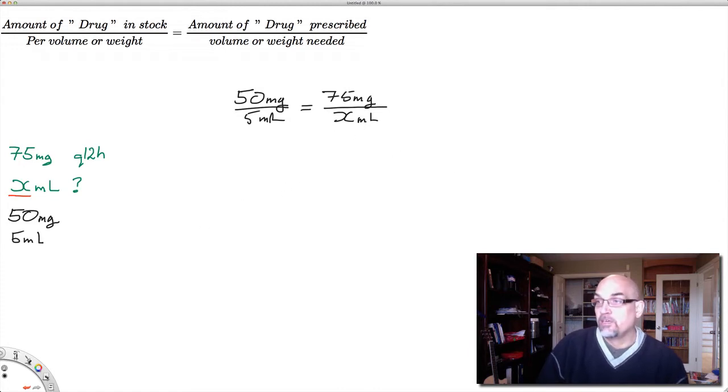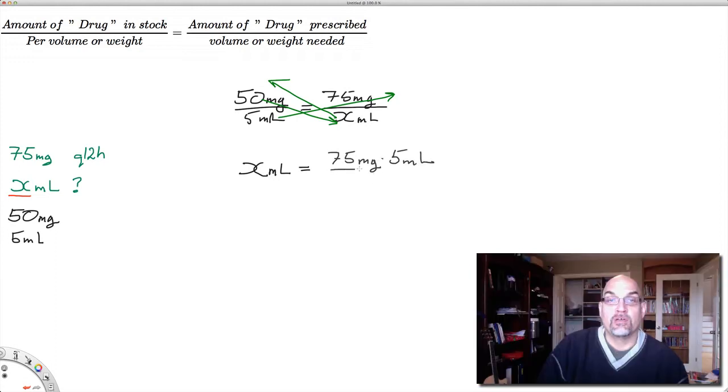Now I cross multiply. So the X is going to come up and across, and what I want to do is get the X all by itself. So X milliliters is equal to, so I'll just show with green, the X goes up, this 5 is going to go up over here, and this 50 is going to come down here. So we're going to have 75 stays where it is, 75 milligrams. This 5 goes up and across, so 5 milliliters, and that's a times in between there, divided by, and the 50 goes down and across, 50 milligrams.